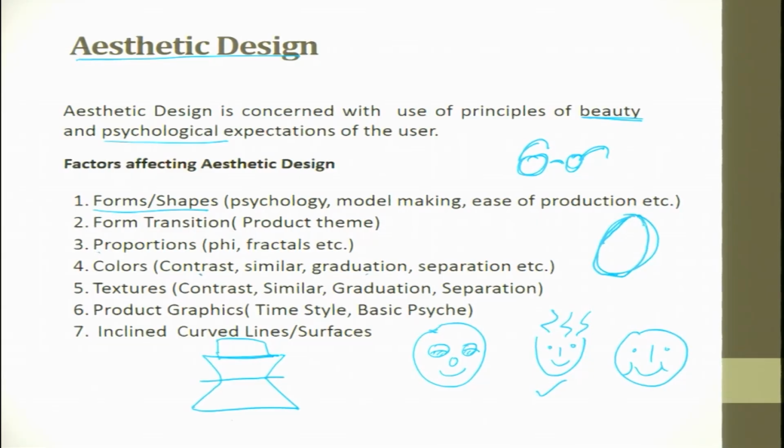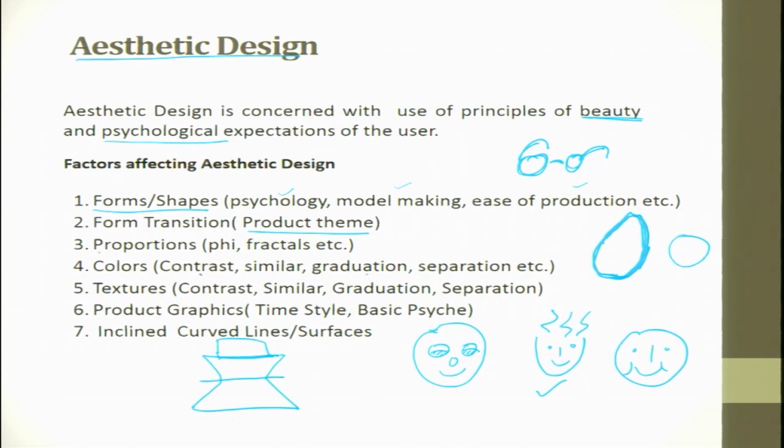So, if you try to draw it in 2-dimensional, it is easy, but when you draw in 3-dimensional, making is difficult. So, people always try to make an egg and then they make a sphere, because a sphere is easy to make. So, these factors affecting aesthetic design: form and shape, psychological effect, ease for model making and ease for production. Then form transition.